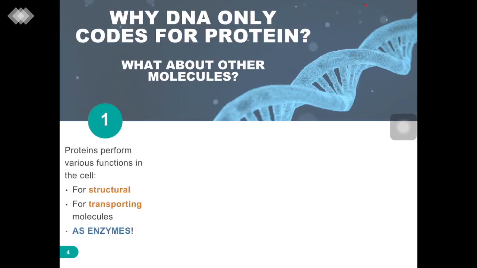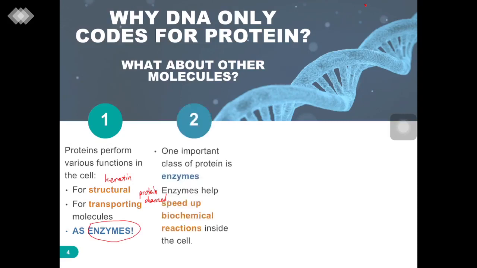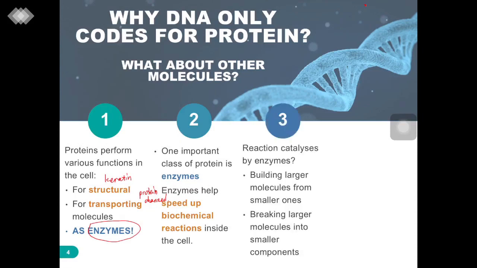Why? We know that protein performs various functions in cells. For example, they act as structural support, such as keratin protein. Some of the proteins act to transport molecules in and out of the cell. We have protein channels, we have protein carriers, and we have one group of proteins that act as enzymes. This is the important one. Enzymes speed up chemical reactions. What are the chemical reactions being sped up by enzymes?